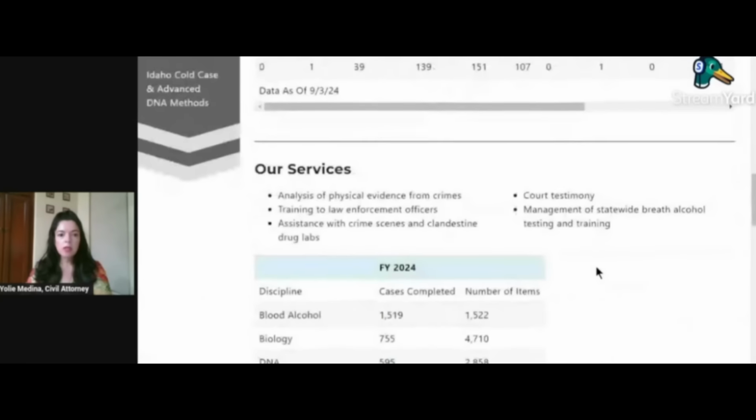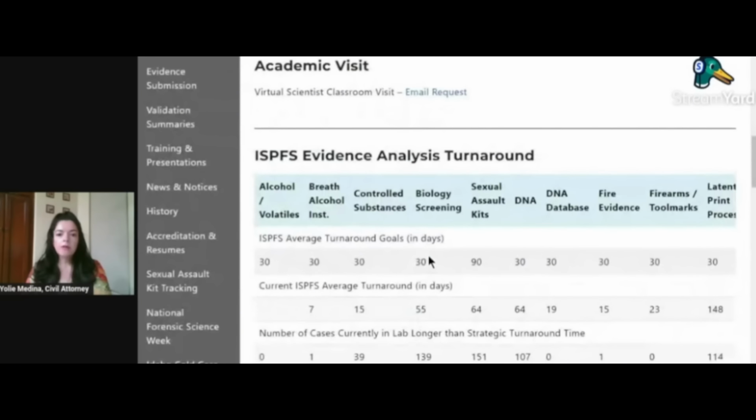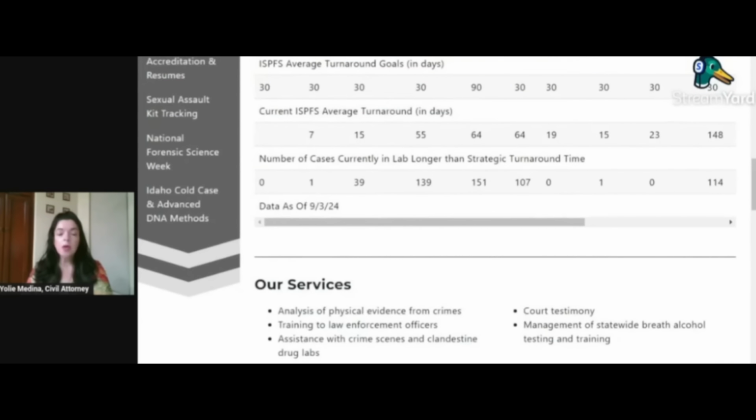Okay, so this was data as of 9/3/24. So as of 9/3/24, the average turnaround goal in days, this is the goal, for DNA testing was 30. Currently, as of 9/3/24, the turnaround time for DNA was 64 days. Now, we don't know what it was back in November or December of 2022.